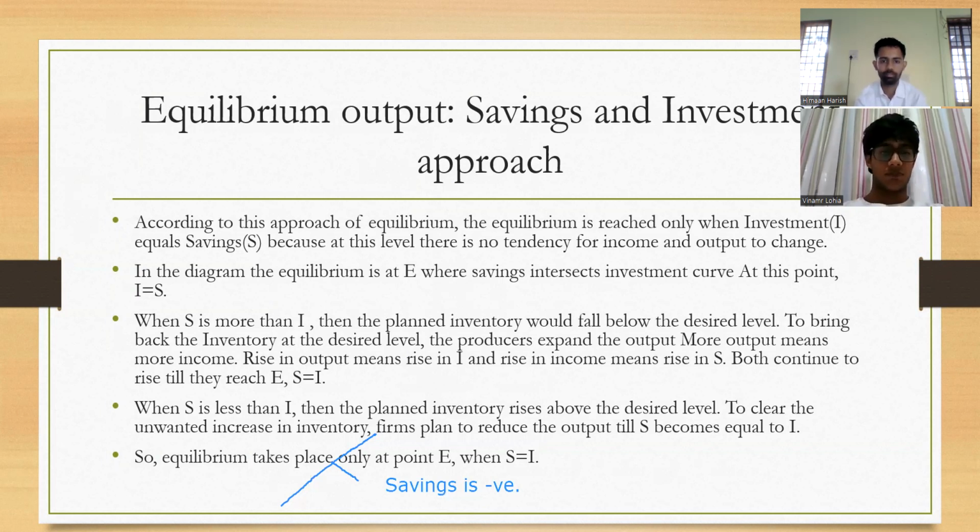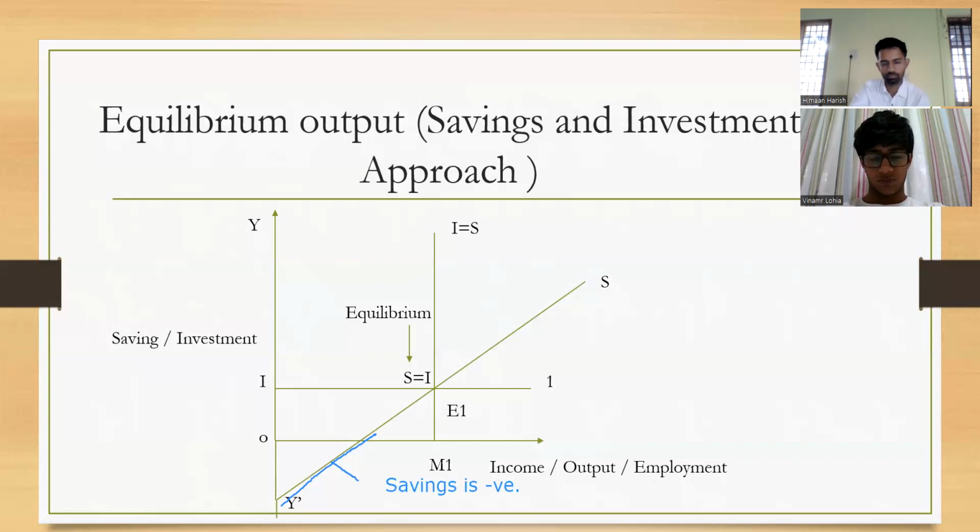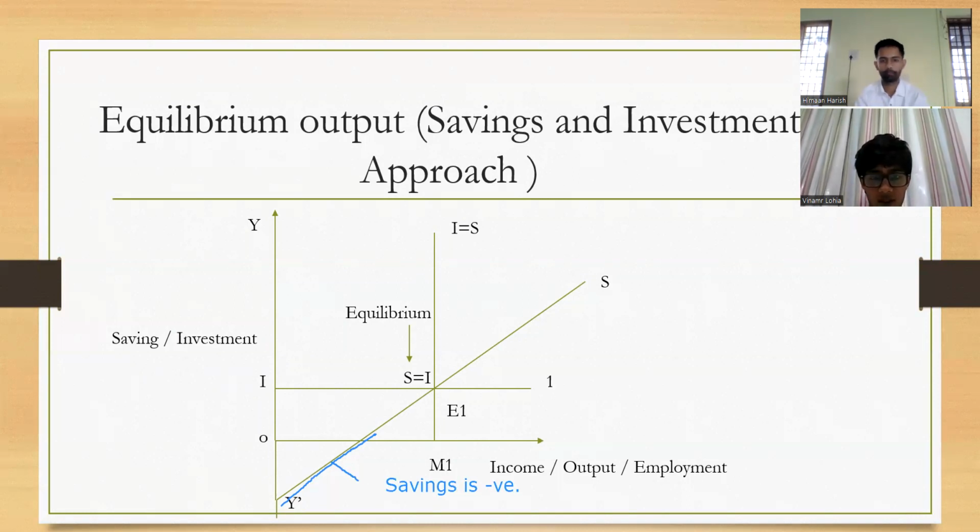When S is less than I, then the planned inventory rises above the desired level. To clear the unwanted increase in inventory, firms plan to reduce the output till S becomes equal to I. Got it. So basically, if at this point, I'll just draw on this. So you can just mark. At this point, firms will reduce their output so that S equals I, to bring it back to the equilibrium level.